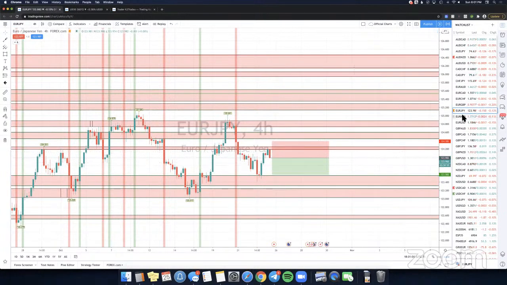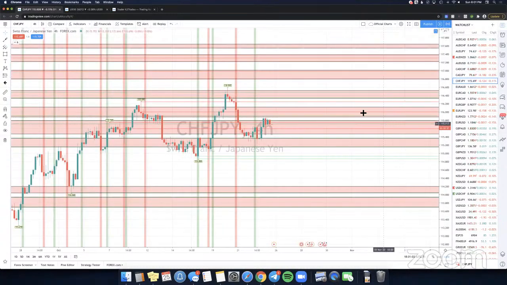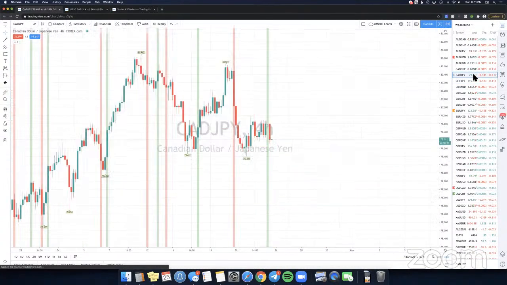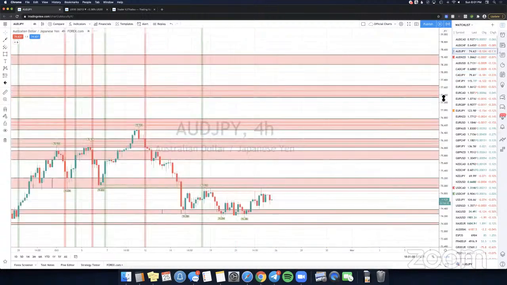Let me just check out the other JPY pairs. I just want to make sure they're all bearish. Something that I like to do to make sure that I'm trading the proper direction.